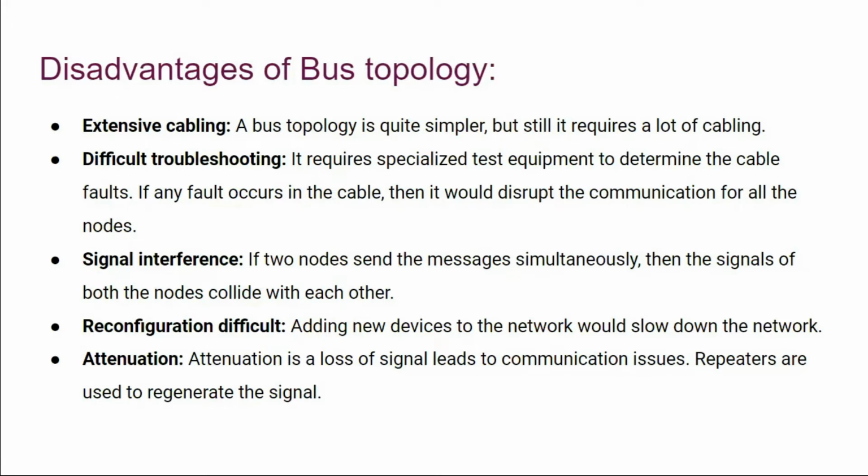Because to find each separate faulty node, you have to check all other nodes before concluding which node is affected. And signal interference: if two nodes try to send messages simultaneously, we may end up with interference. And reconfiguration difficulty: if you want to reset the network or change any node's place, it will slow down the network until it completes. And attenuation, or loss of signal, is also possible. If you use repeaters, you can avoid it a little bit.